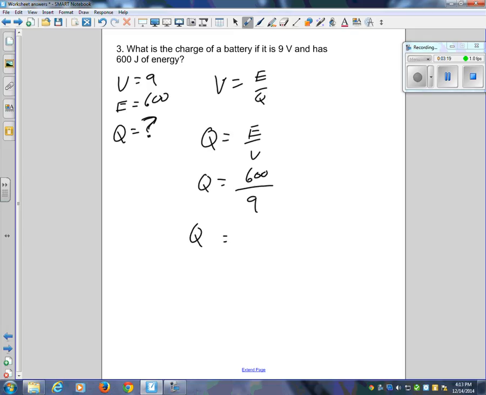Your Q value is 66.7 charge, that's coulombs. I wrote what I knew, I wrote what I needed to find out, I wrote my formula, I substituted, I lined up my equal signs, got units, bottom right hand corner.